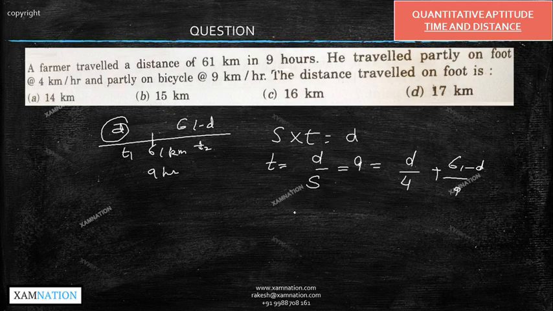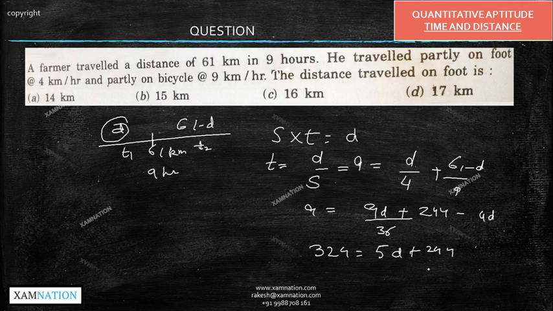So when I solve this, it becomes 9d plus 244 minus 4d, and when I multiply, it becomes 324 equals 5d plus 244. Ultimately when I solve this, it comes out to be 16 kilometers. So the distance traveled on foot is 16 kilometers.